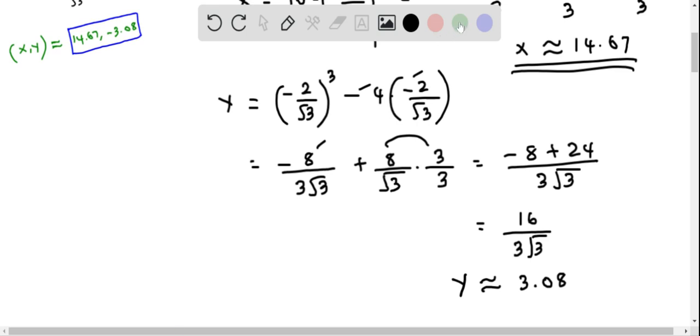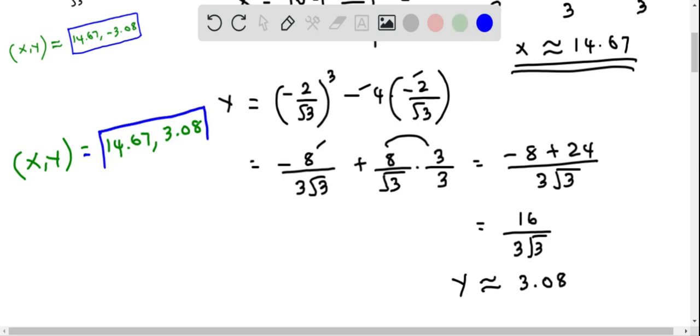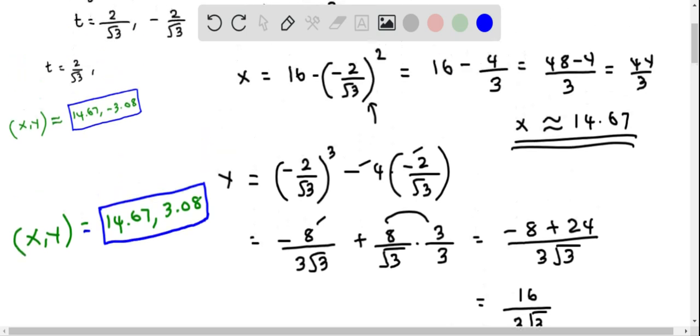So therefore we write the point x comma y equals 14.67 comma 3.08. So this is the point we obtain for t equals negative 2 by root 3. So basically these are the two points when the tangent is horizontal.